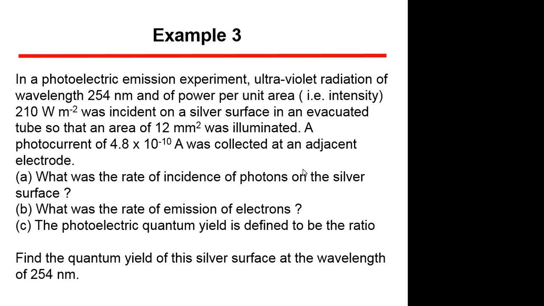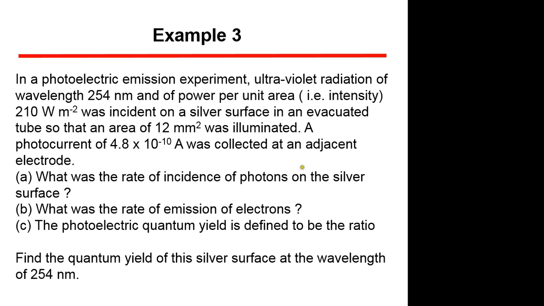Example 3 is a lot harder. Let's take a look. In the lecture until now, I showed you that for every electron that comes out, there must have been a photon coming in. But does it mean that every photon coming in will kick out an electron? The answer is in fact no. In this example, we'll see how rare that is.